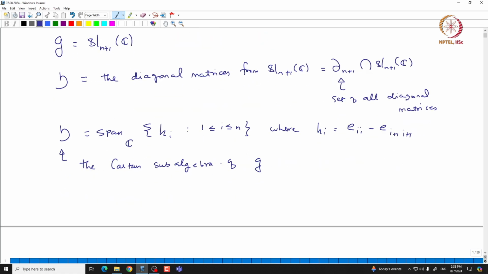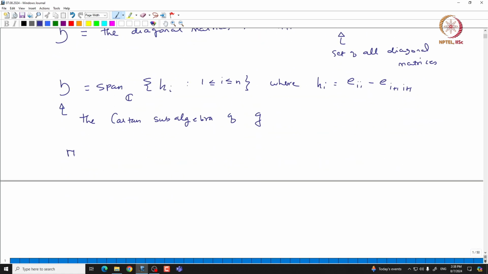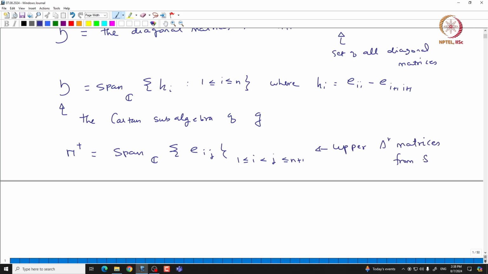Now with this we can define the important subalgebras called n plus and n minus. They correspond to positive and negative roots. We will talk about roots in a minute. We take n plus to be the span of all these E_ij, where 1 is less than or equal to i less than j less than or equal to n plus 1. So, this n plus corresponds to the upper triangular matrices from sl_{n+1}(C).